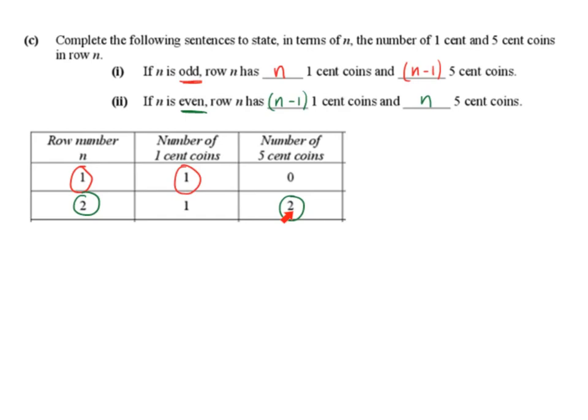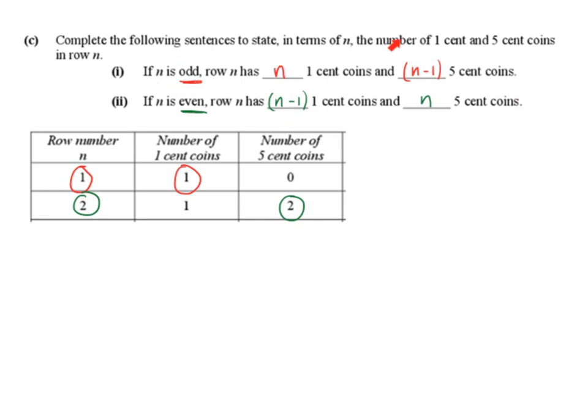So remember, we're just focusing on even rows for the moment. So row 2 has 2 5-cent coins. So row n has n 5-cent coins. And then if we have a look at row 1, well, there's only one 1-cent coin there, and that's 2 minus 1 gives us 1. So n minus 1 gives us 1. So we have n minus 1 1-cent coins.